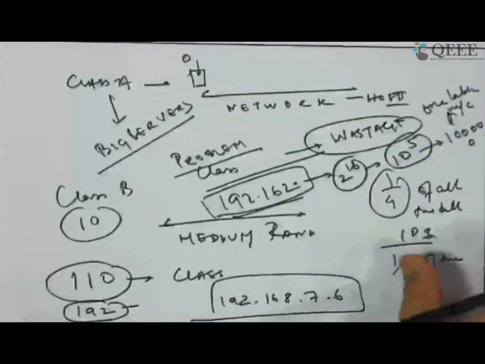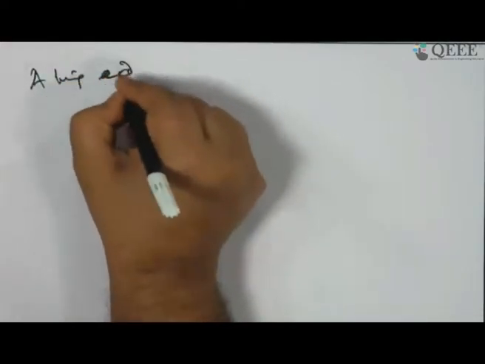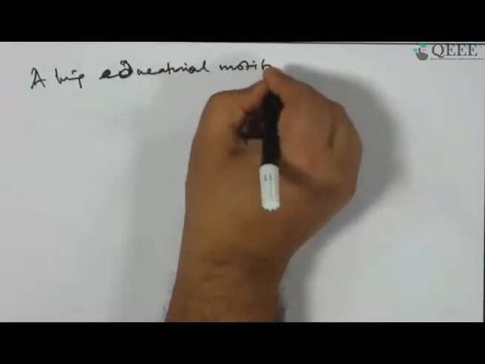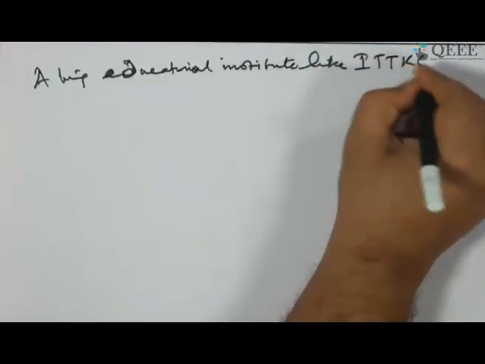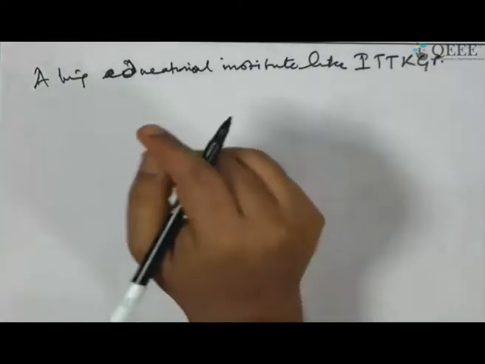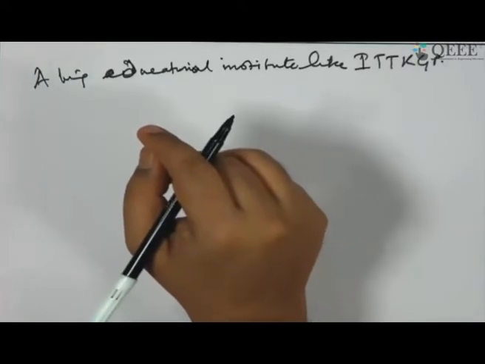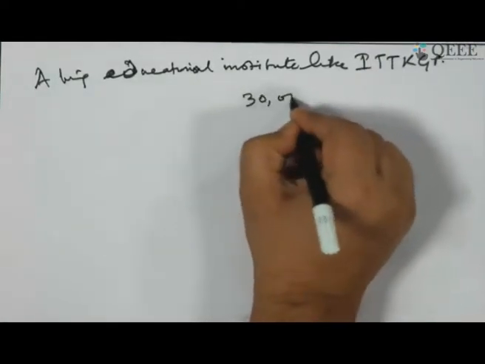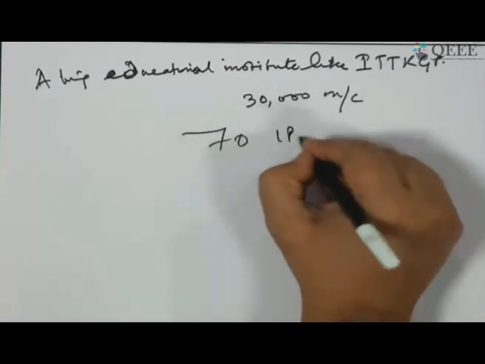A big educational institute like IIT KGP will have how many machines? 30,000 at most now. So 70,000 IPs get lost.